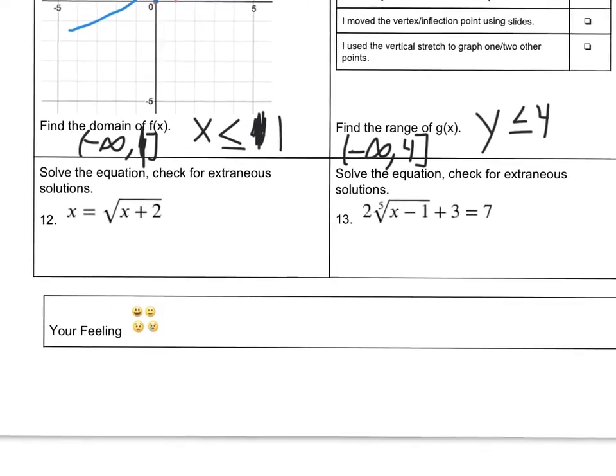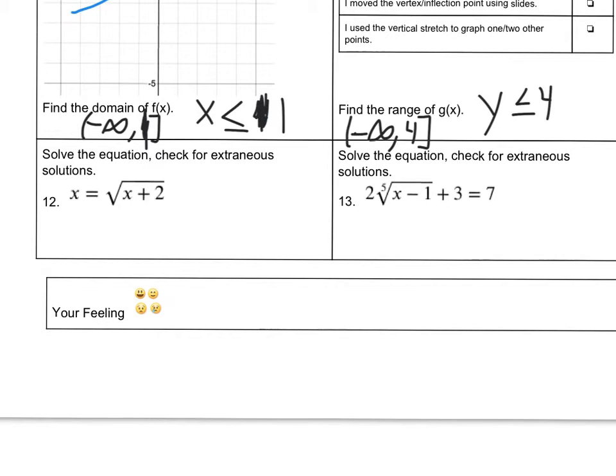I didn't mark either of these as video problems, but I'll do number 12. Here we have a radical already by itself. Let's square both sides. And by the way, since x is being squared, we are going to have to check for extraneous solutions. That gives us x squared is equal to x plus 2.